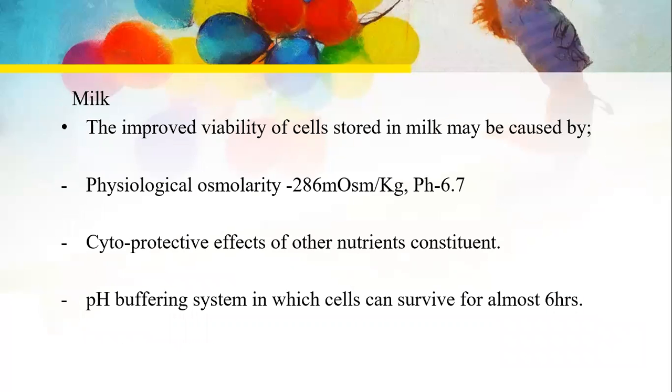Milk is also found to be one of the best storage media, recommended by AAPD and IADT. The improved viability of cells stored in milk may be caused by the physiological osmolarity of around 286 milliosmol per kilogram, and a pH of around 6.7. It was found to have a cytoprotective effect from other nutrient constituents present in milk, which help maintain the viability of the PDL cells. With its pH buffering system, cells can survive for almost 6 hours. It is less than HBSS, but still it can store for around 6 hours.